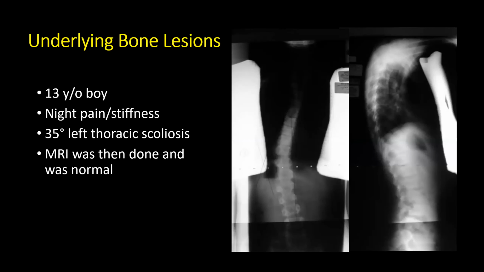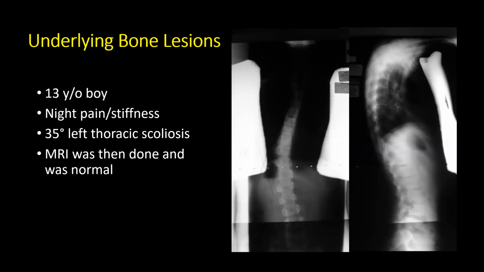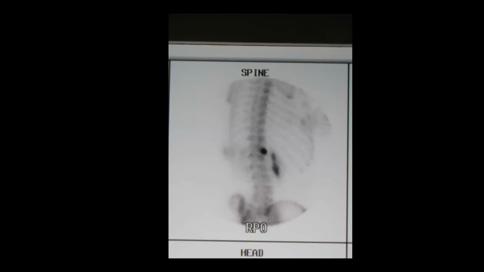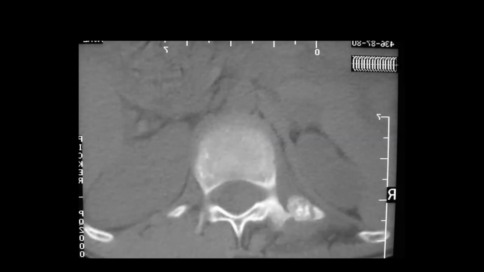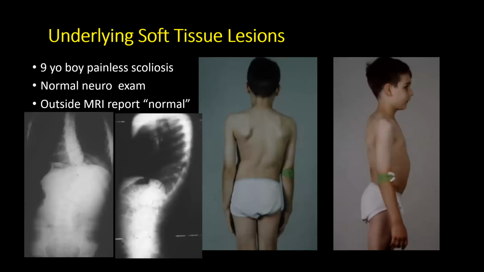Underlying bone lesions can cause problems. This 13-year-old boy with night pain and stiffness had an atypical curve. Plain radiographs looked okay, and the MRI was read as normal when it was done, but the bone scan was positive. And when we went back and did a CT scan, you could see there was an osteoma on the 12th rib. And then going back to the plain radiographs, you could actually see this thing was there all along. So review yourself before ordering advanced imaging.